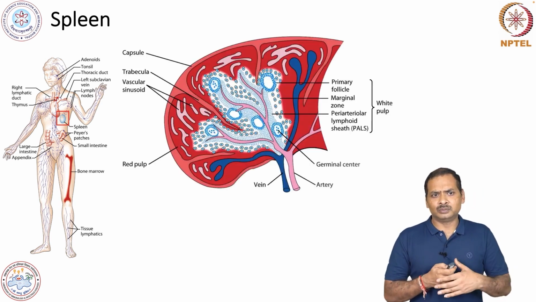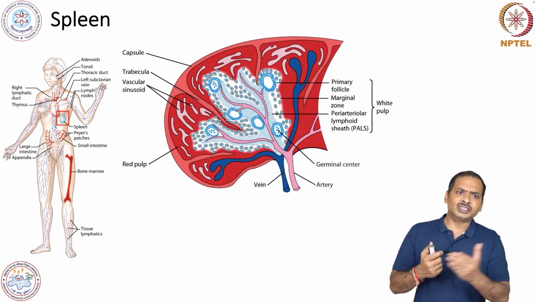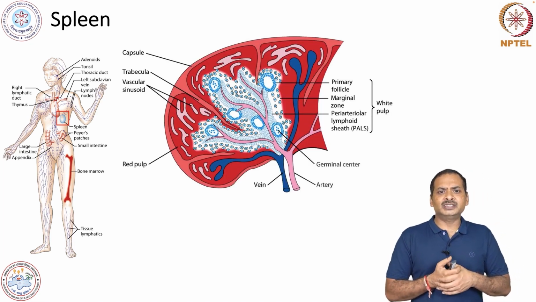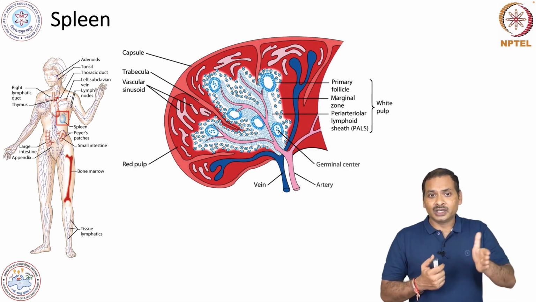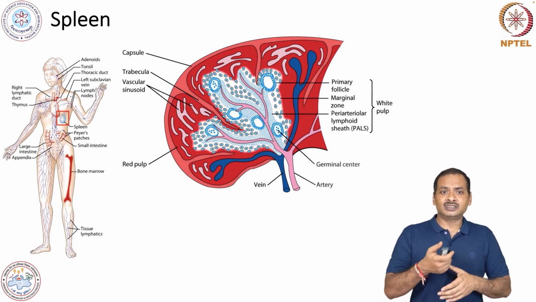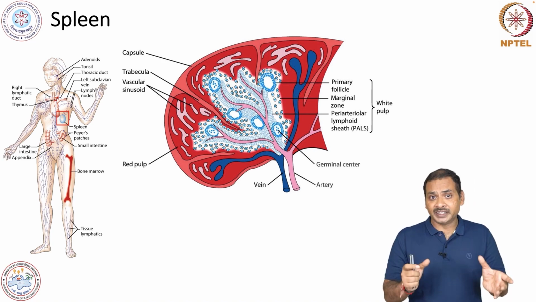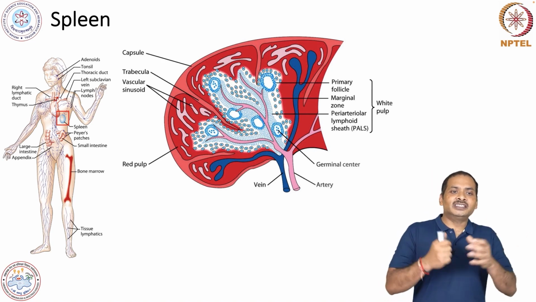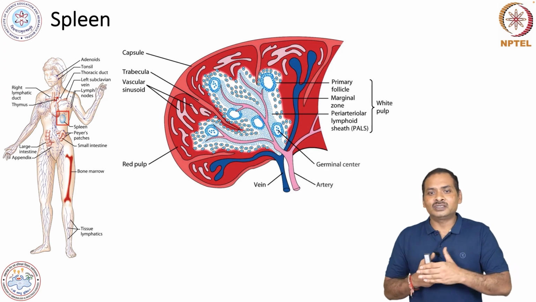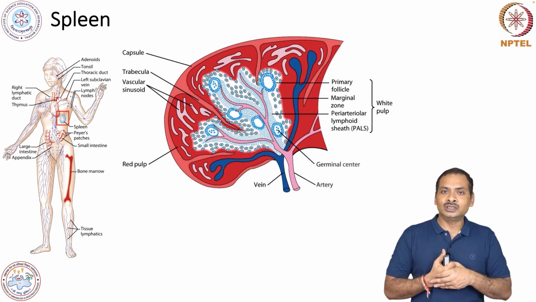Here you can see the spleen located in our body, and this is a cross section of the spleen. Here you can see there are two major regions. One we call the red pulp. You can see in this slide the red area is the red pulp, and there is a white area which we call the white pulp. The red area is not so important from the point of view of immunity. The white area is most important for immunity.